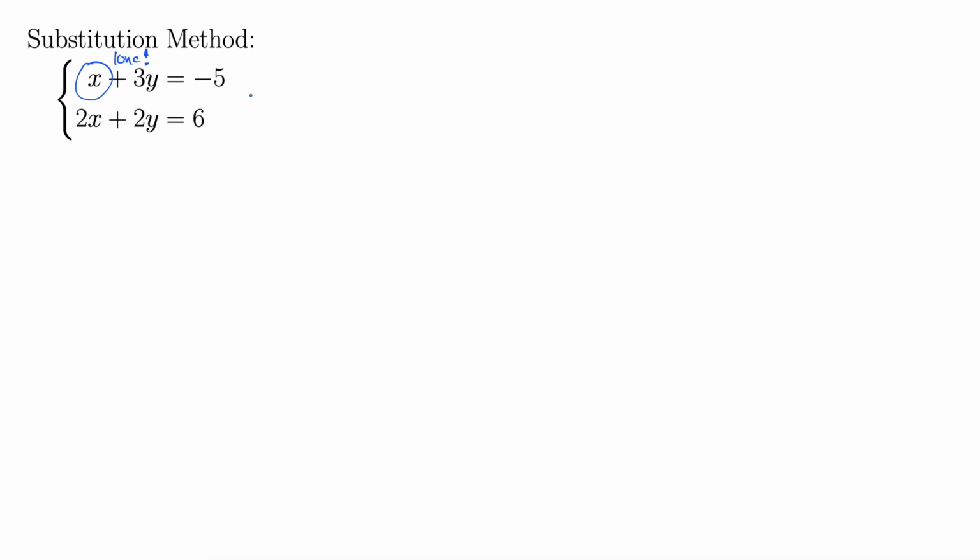So I'm going to rewrite this system of equations. This top one, I'm going to solve it for x by subtracting 3y from both sides. So this becomes x equals -5 minus 3y. And then the bottom equation stays the same: 2x plus 2y equals 6. Okay, so now this part is up to you. Pause the video, solve it out, and then we'll continue and compare answers.